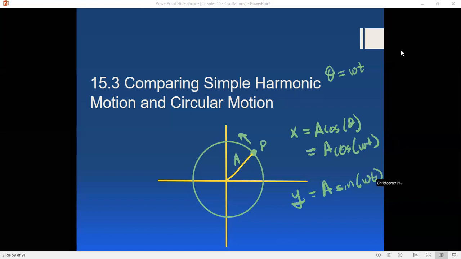So there is my x component and there's my y component. As it goes round and round, we can trace where it is in terms of x and where it is in terms of y. Don't you notice that this is the exact same equation that we have for the position of a harmonic oscillator? A harmonic oscillator is almost like a one-dimensional object comparable to the two-dimensional circular motion. It's like we have the x component, but we don't have the y component.